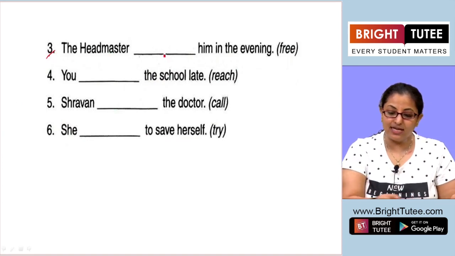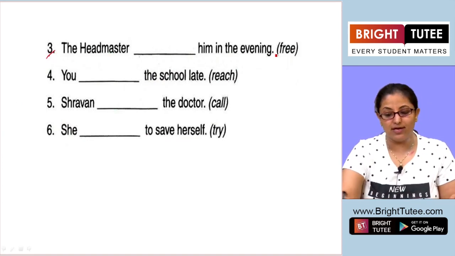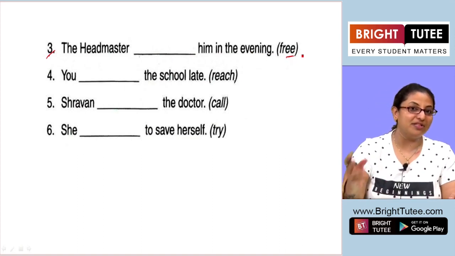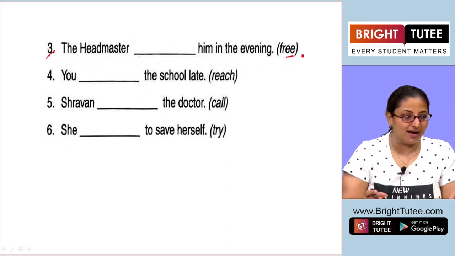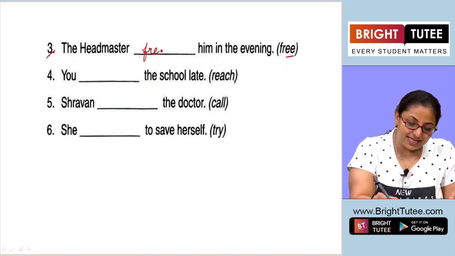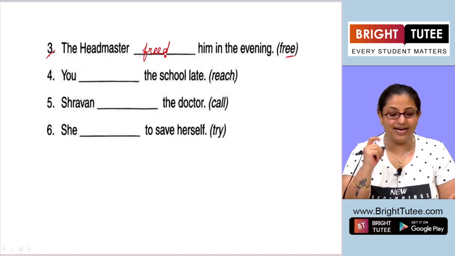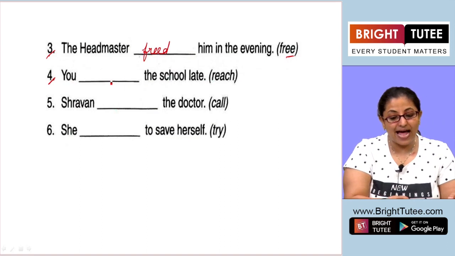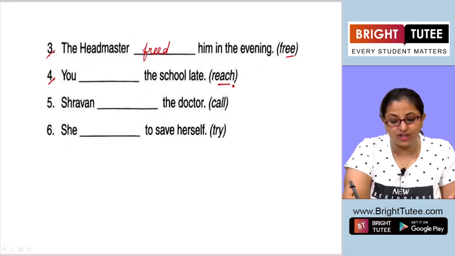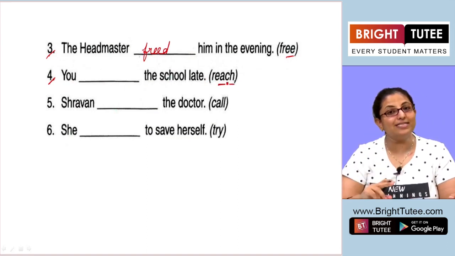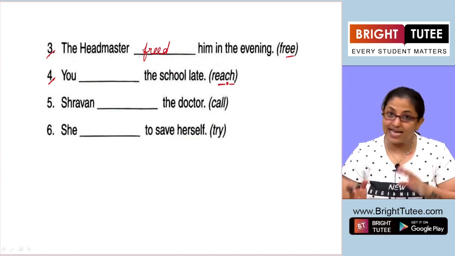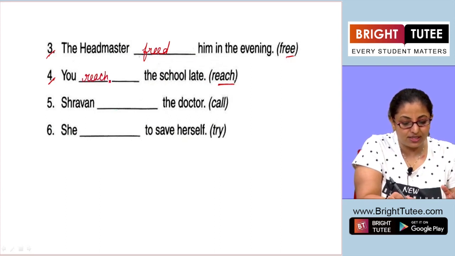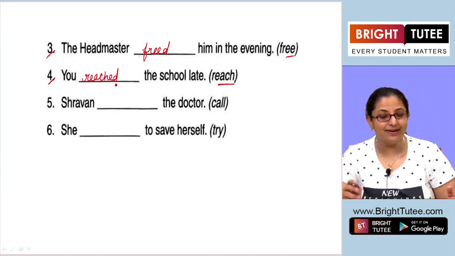Third, the headmaster dash him in the evening. Free. So the answer will be, we are talking about a third person again. So the headmaster freed, the second form of verb, right? Freed him in the evening. Fourth, you dash the school late. Reach, the verb is reach, and you is the second person. So the second form of verb again, you reached the school late, right?